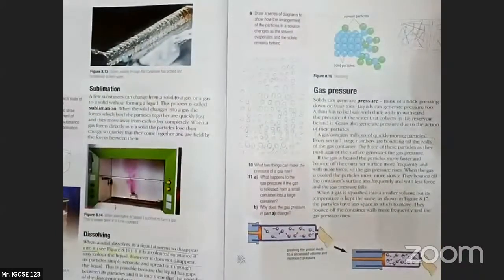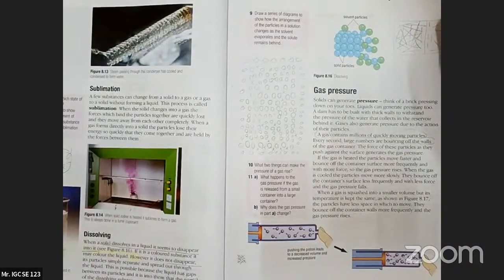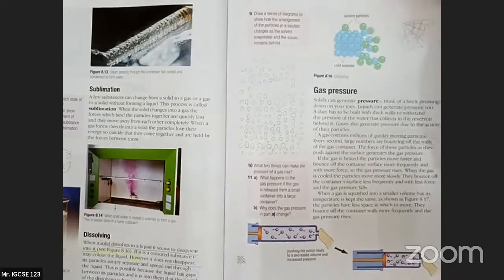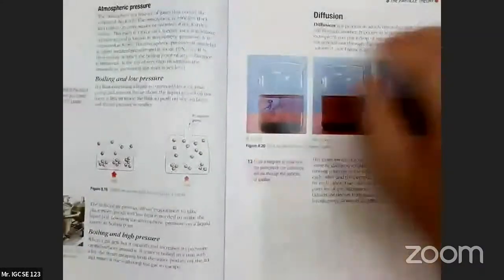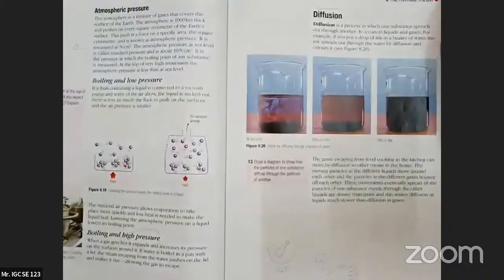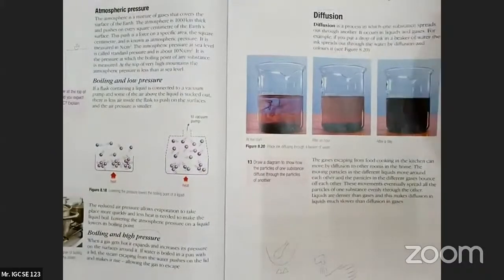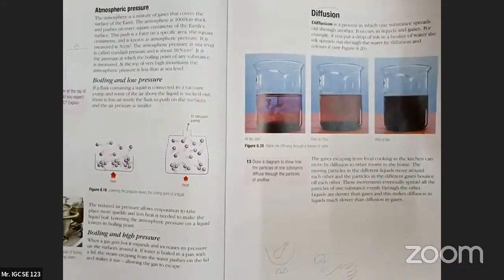The final point of this chapter will be gas pressure. If you apply more pressure to a gas, the pressure will increase, however the volume will be smaller. Then we talk about atmospheric pressure, which controls the boiling point.